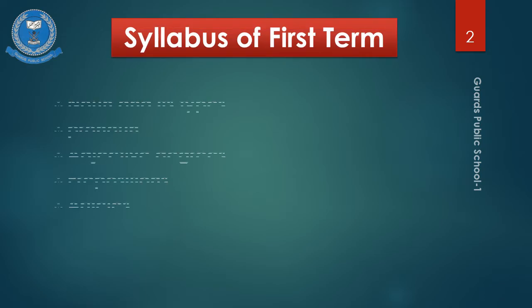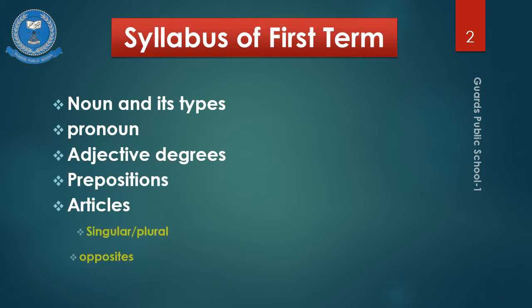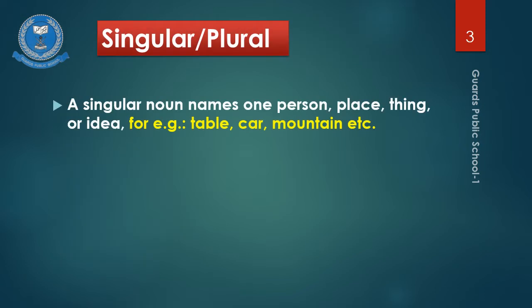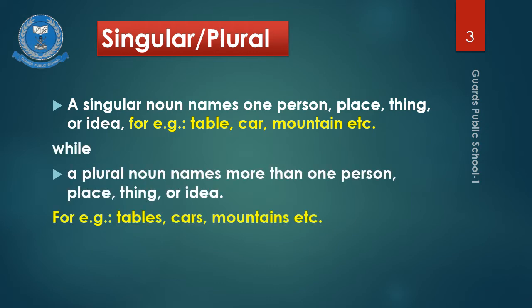In this lecture we will be covering singular, plural and word opposites. Singular. A singular noun names one person, place, thing or idea, for example, a table, a car, a mountain, etc. While a plural noun names more than one person, place, thing or idea, for example, tables, cars, mountains, etc. For plural, we add s at the end.